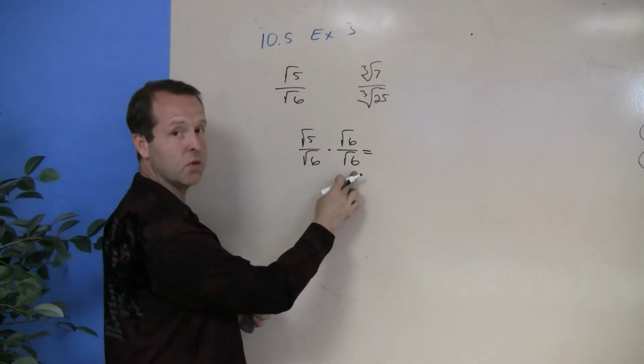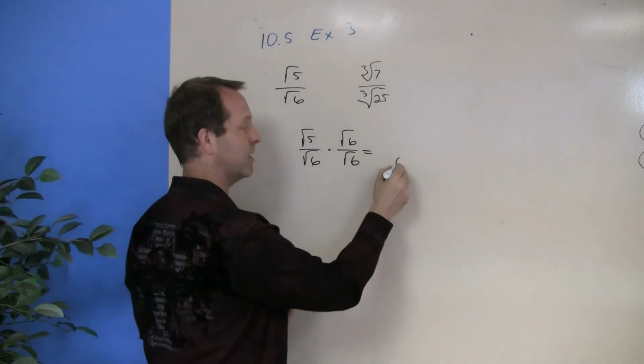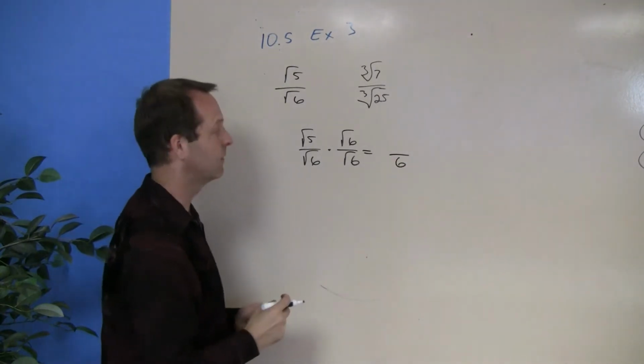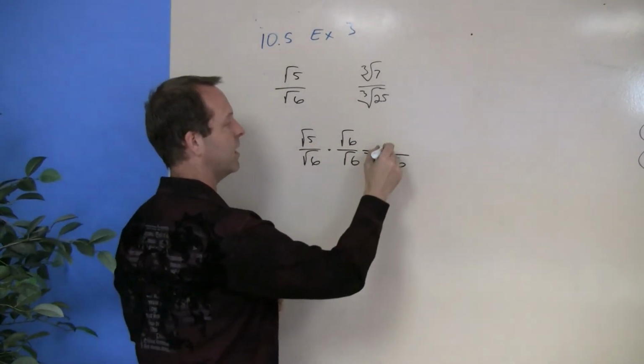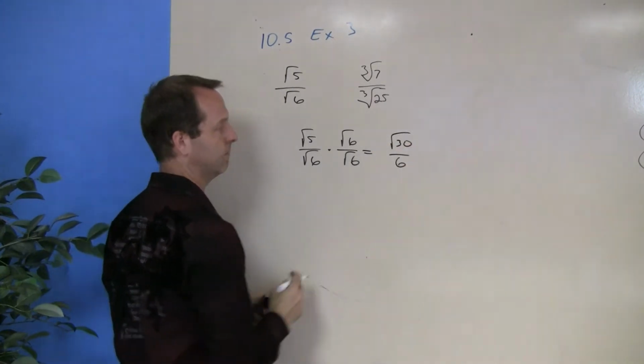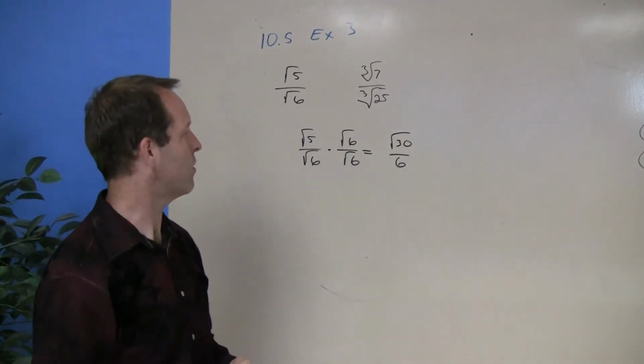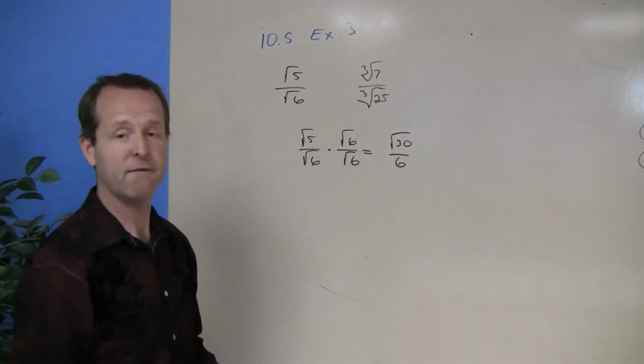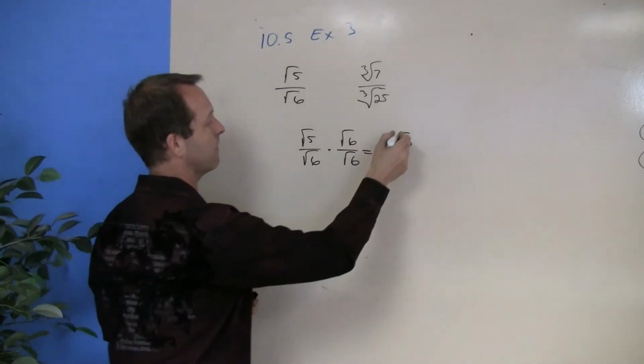Bottom times bottom, root 6 times root 6, that's just a 6. There's no radical. Top, root 5 times root 6 is root 30. And it does appear that root 30 doesn't reduce down. So my final simplification is this.